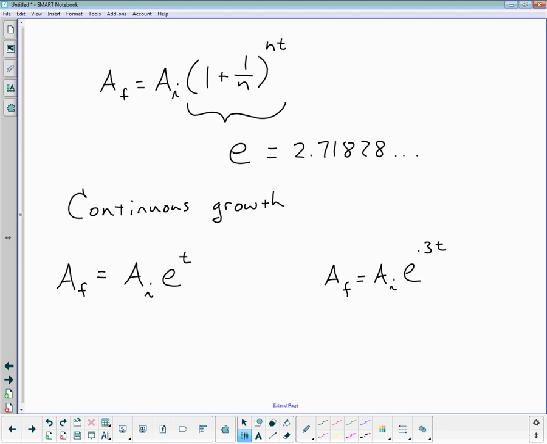Okay? Now, let me ask you something. Which one grows faster, the one on the left or the one on the right? The one on the left grows faster. Plug in 10 years and see what happens. It's e to the 10 versus e to the 3.